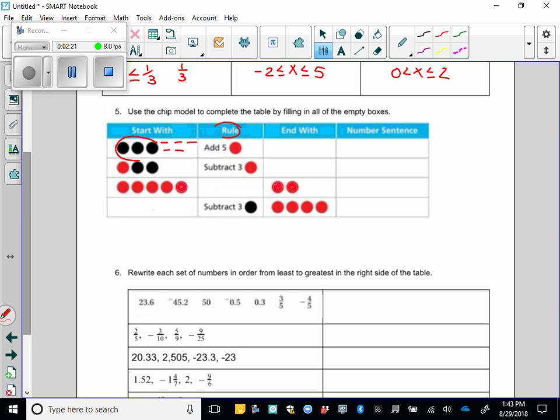So 3 of these positives cancel out with 3 of these negatives to make a big 0. So I'm left with 2 negatives. So my number sentence is that I started with 3 positives, I added 5 negatives, and I ended up with 2 negatives.